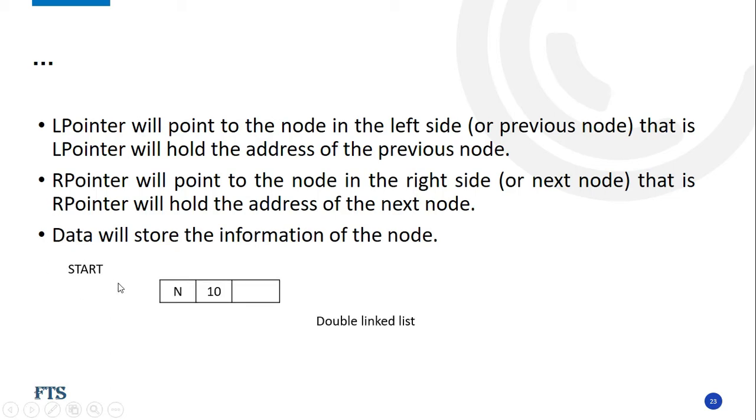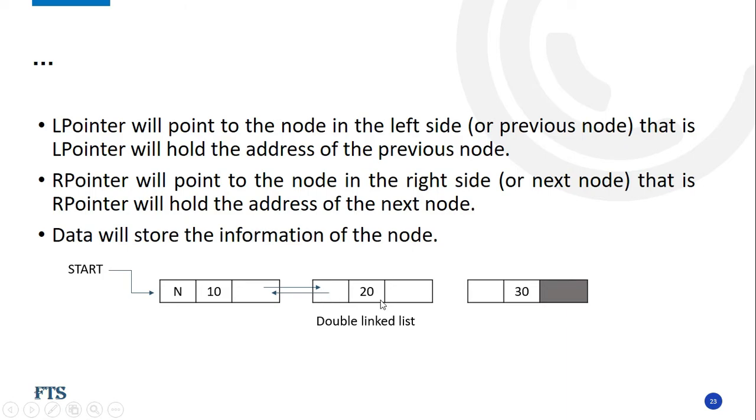We have a start pointer pointing to 10, and 10 pointing to 20, and 20 is also pointing back to 10. This is the reverse direction. Here 20 is pointing to 30 and 30 should point to 20. The last field of 30 should be equal to null to indicate that there is no other node in the doubly linked list.